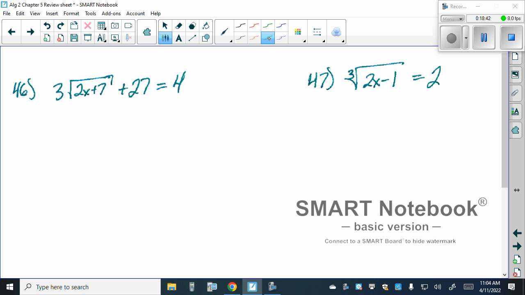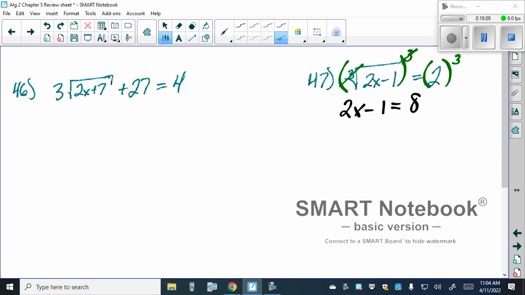So the first thing we need to do is to get the radical by itself. Is it by itself? Yes. Okay, so we're going to put both sides to the nth power. So what are we putting both sides to? Third, because it's a cubed root. Because the cubed root cubed simplifies out, telling me that I have 2x minus 1 is equal to 8.